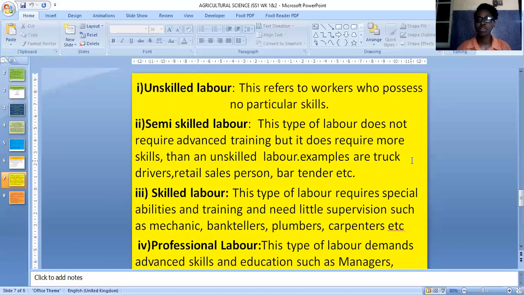Paid. Semi-skilled labor. This type of labor does not require advanced training, but it does require more skills than unskilled labor. Examples are the truck drivers, the retail person, and bartender.